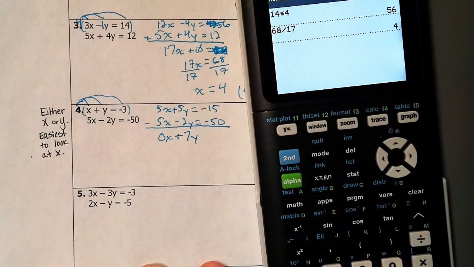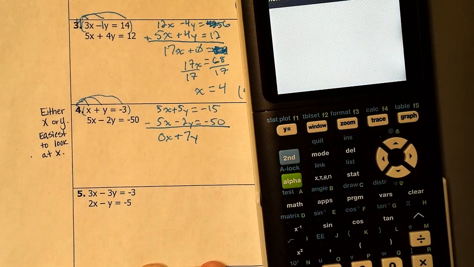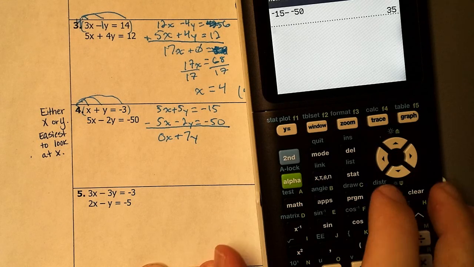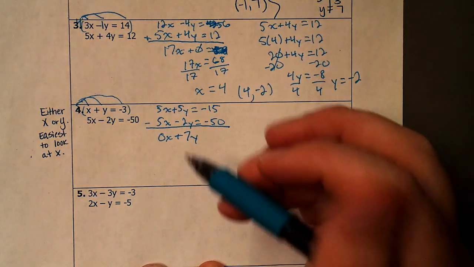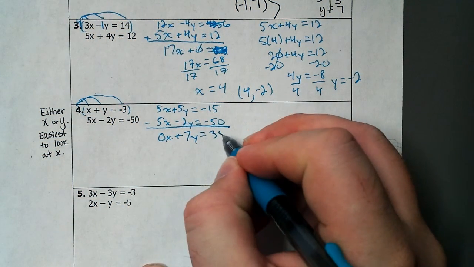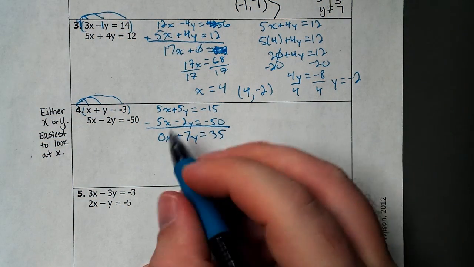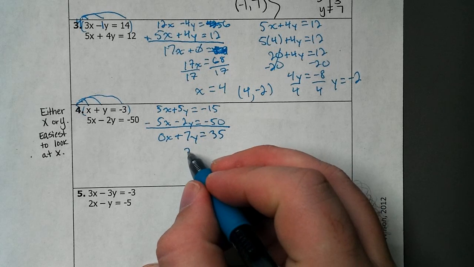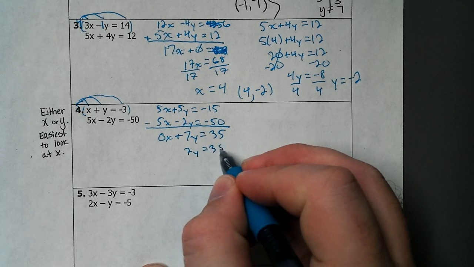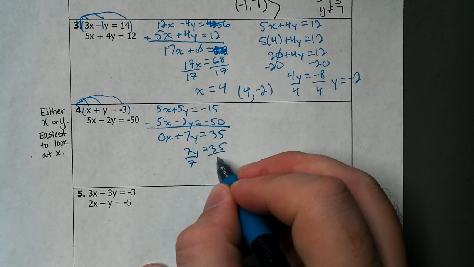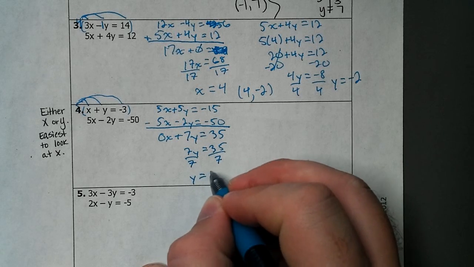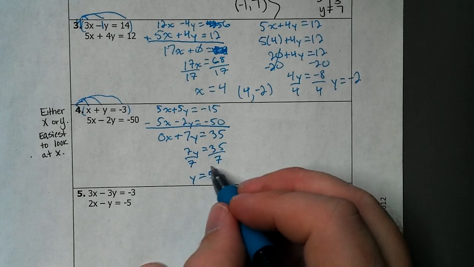Let's make sure I don't make a miscalculation here. Gives me positive 35. Now, I don't need that 0 anymore, so I just get 7y equals 35. Divide by 7. I get my y value is equal to 5. Okay, I got my y value.